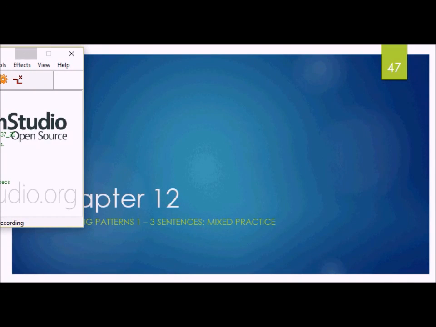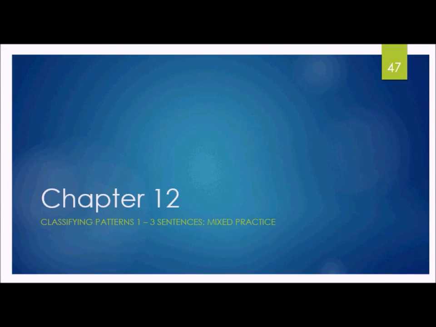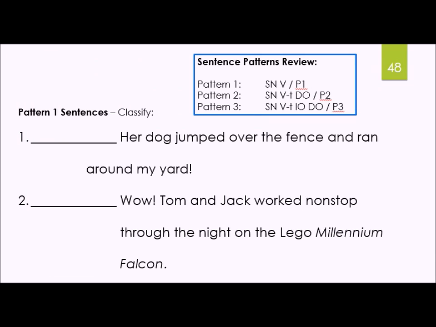Well, hello, everybody. We are going to be working on Chapter 12 of Shurley Grammar. We're classifying patterns 1 through 3 sentences, and this is just going to be mixed practice. You're not going to be learning really anything new. We'll just be reviewing. So let's read our first sentences. Well, before we do that, let's review the patterns.